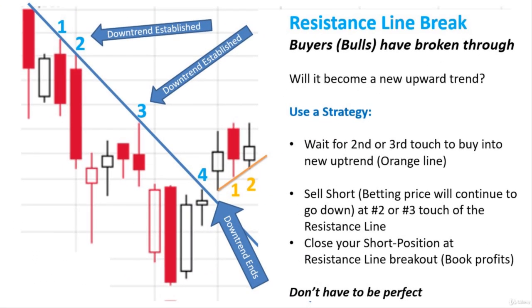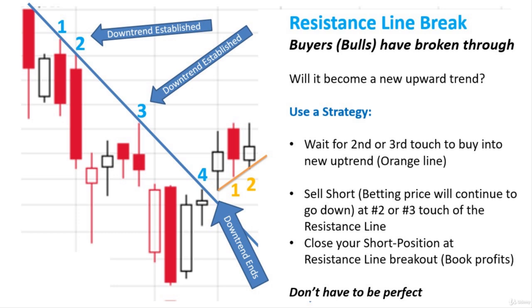Another way that things could happen is, let's say a resistance line breaks, right? So the buyers or the bulls have broken through. You were on a deep downward trend and it's been broken through. The trend is well established. You can see the downtrend here on this image is established.